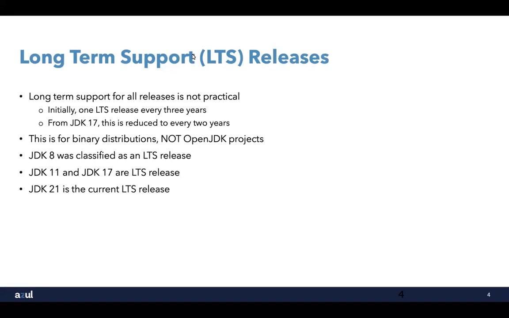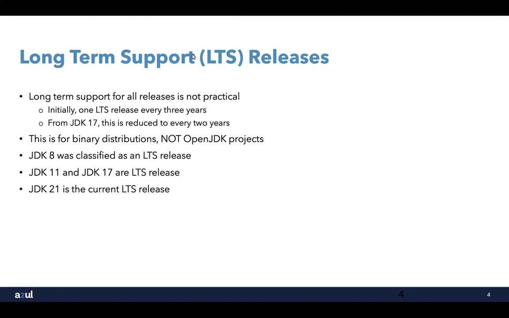Other ones which are not long-term support only get the updates until the next release. So if you look at JDK 20, for example, they had 2 updates, and then when JDK 21 was released just a couple of months ago, that terminated any further updates to JDK 20 because it wasn't a long-term support release.